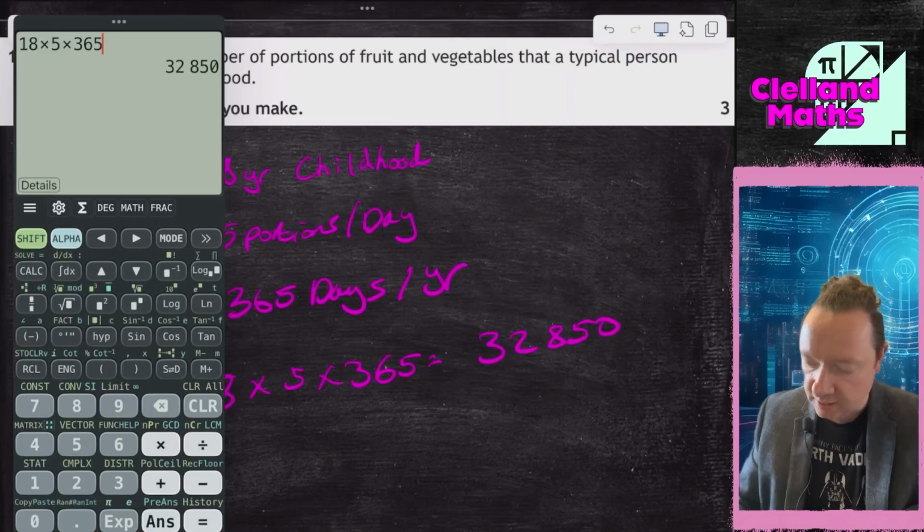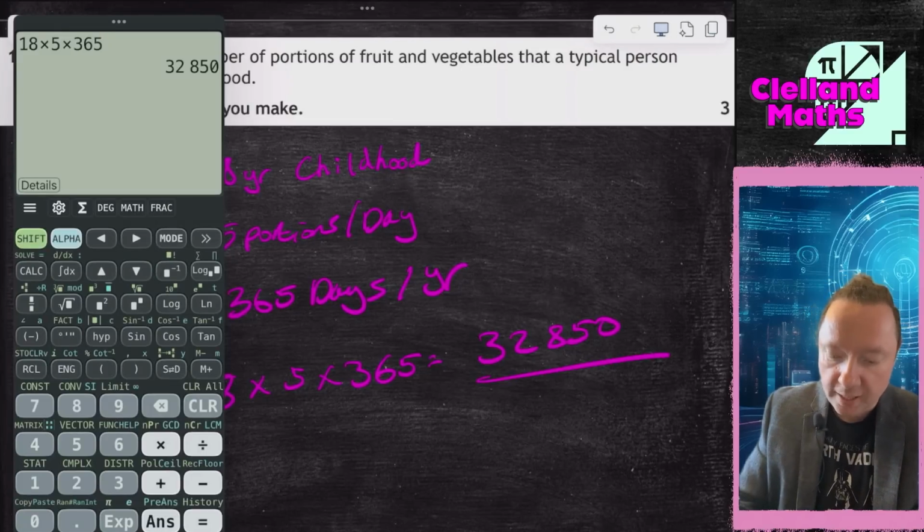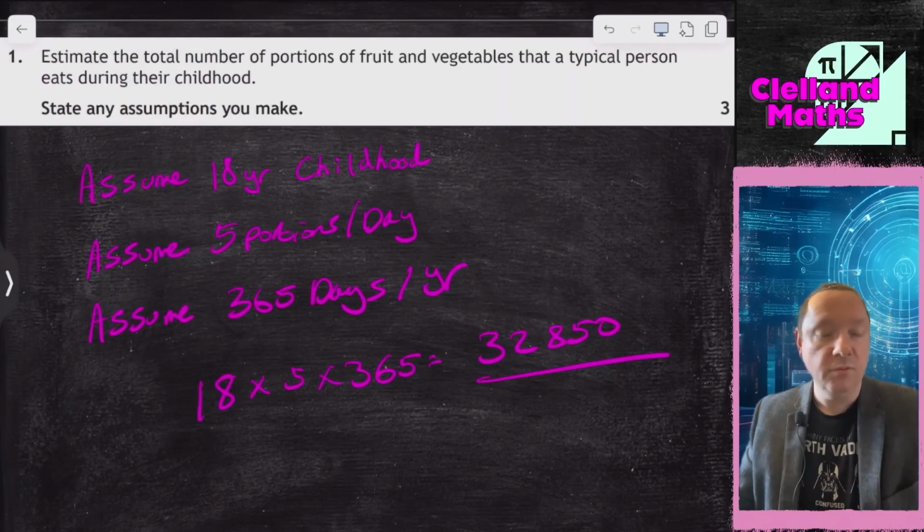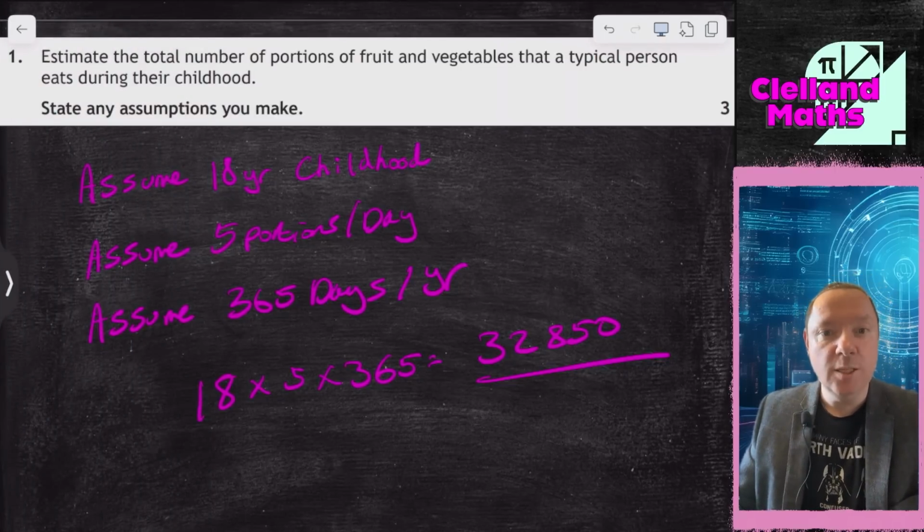But again, I must stress, your answer may be wildly different from mine, because you might have made different assumptions. The question's about, can you make reasonable assumptions and do a sum with it? It's always going to be a times sum.